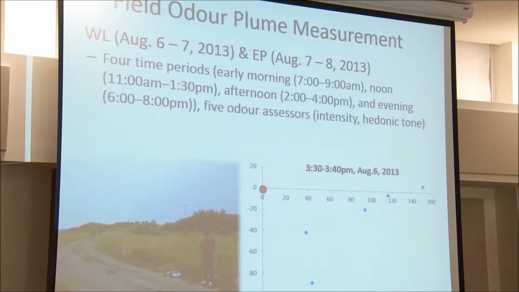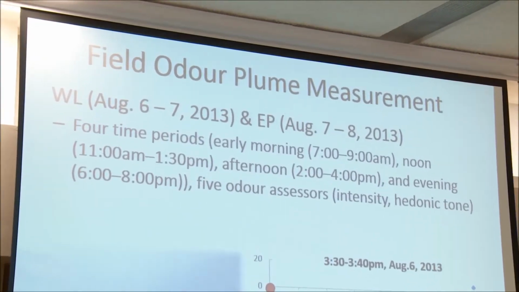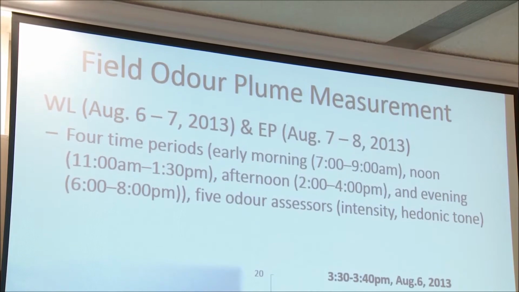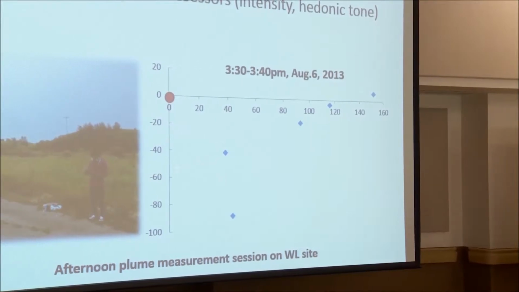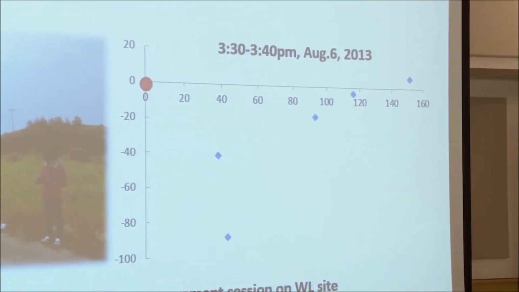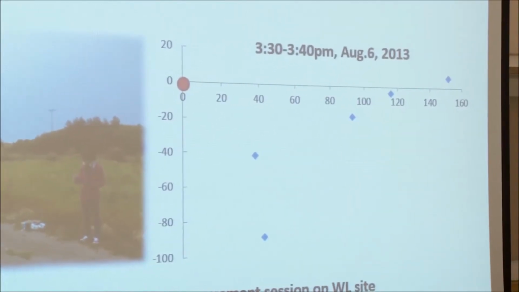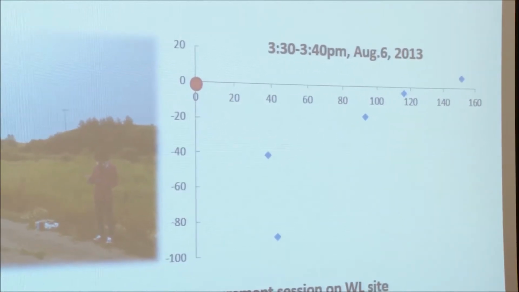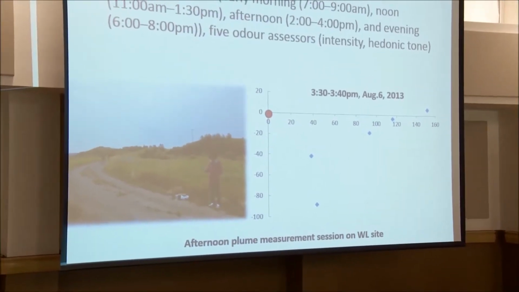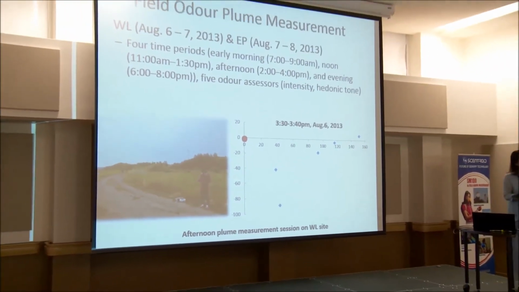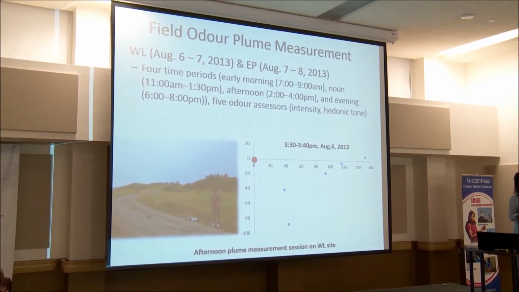And then for field plume measurement, for each site, we did 2 days of measurement, and we brought 5 odor panelists to the site. And then we located them downwind from the odor source at different locations, different distances. And then we follow the VDI standard for field plume measurement. So every plume lasts 10 minutes for measurement. Every 10 seconds, the panelists need to remove their nose mask and take a sniff and write down the odor intensity. So for a 10 minute session, they record 60 data points. At the end of the session, they write down the hedonic tone.